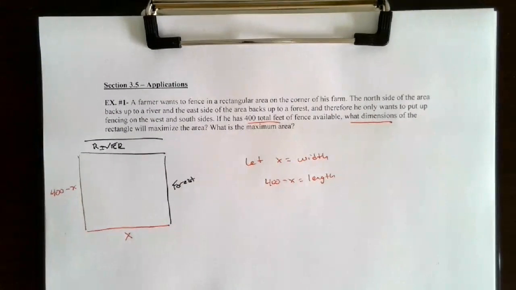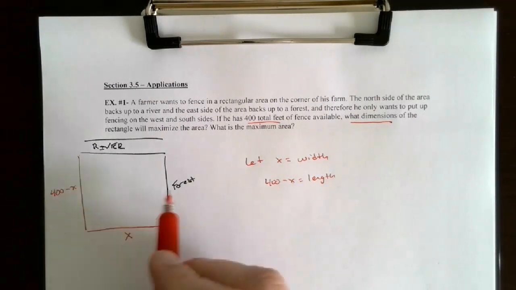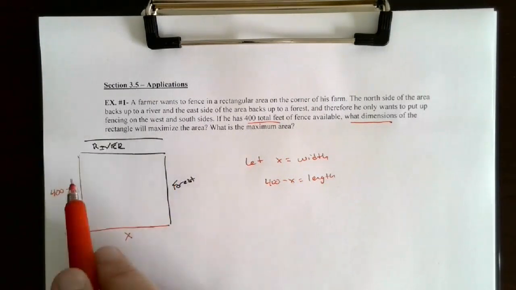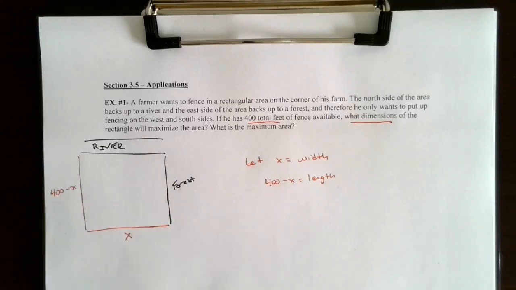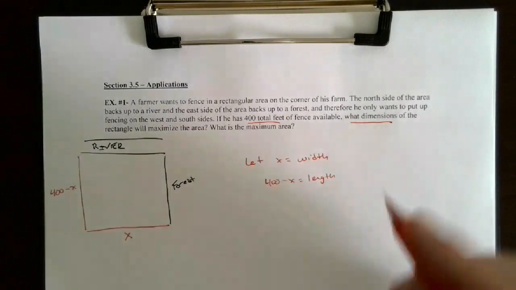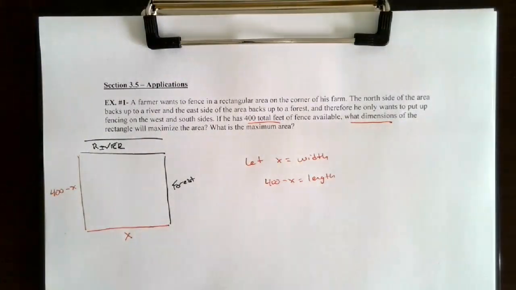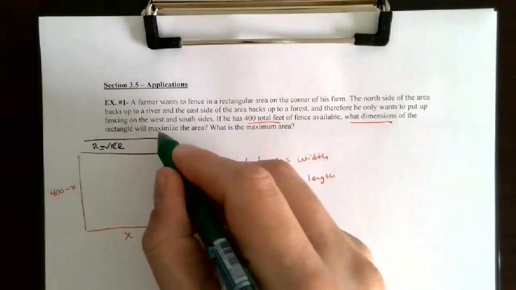If you were fencing in, sometimes they have the same type of example, but with two sides being the same and then one side not needing any fence, you might need to use 2x to take off two sides. But in this case, we have let x equal the width, 400 minus x equal the length. And now we're trying to maximize what? Well, it's asking us to maximize the area.